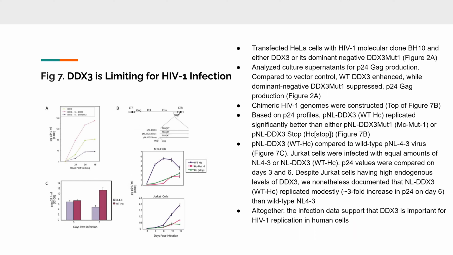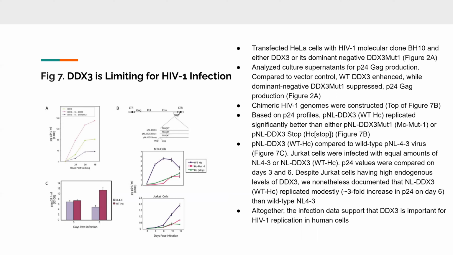In figure 1, cells were transfected with HIV-1 molecular clone BH10 and either DDX3 or DDX3 mutation 1, and the culture supernatant for P24 GAG production was analyzed at 3 time points compared to the vector control. Wild-type DDX3 enhanced, while DDX3 mutation 1 suppressed P24 production.